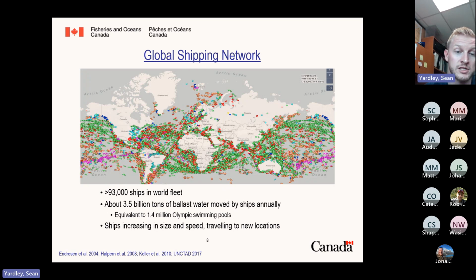And as the shipping industry continues to grow, as the world becomes more globalized and the need for more trade and more cargo transport arises, we're going to see ships with increasing size and speed. So more ballast water, more hull fouling area, and then quicker trips across the globe. So that's going to pose an increased risk to NIS introductions in the future. And then they're also going to be traveling to new locations around the world as we continue to extract resources and as shipping lanes begin to open up around the world, which I can touch on in this next slide here.